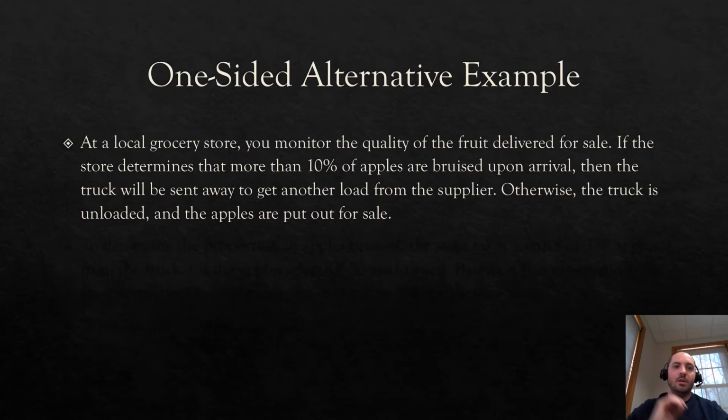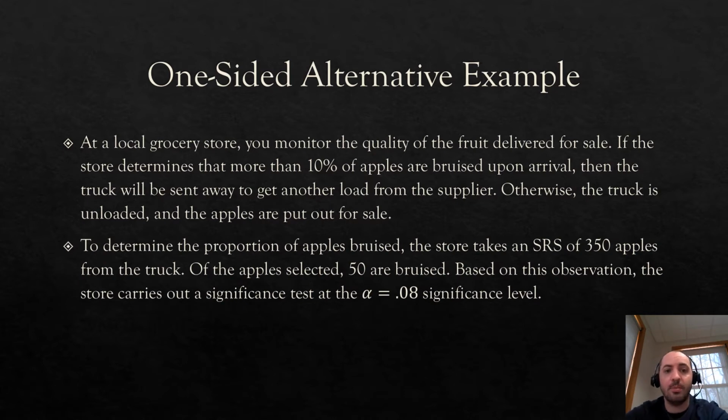So, a local grocery store monitors the quality of fruit delivered for sale. If the store determines that more than 10% of apples are bruised upon arrival, then the truck will be sent away to get another load from the supplier. Otherwise, the truck is unloaded and the apples are put out for sale. To determine the proportion of apples bruised, the store takes a simple random sample of 350 apples from the truck. Of the apples selected, 50 are bruised. Based on this observation, the store carries out a significance test with a level of 0.08. What should the store conclude?